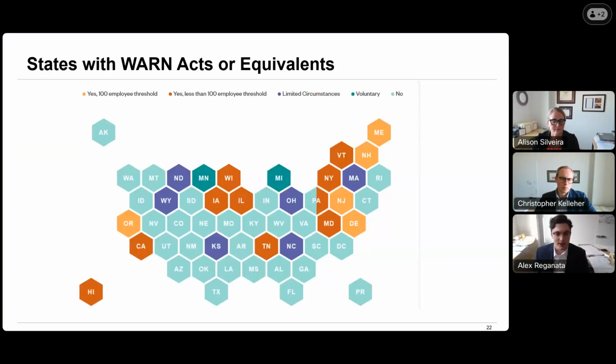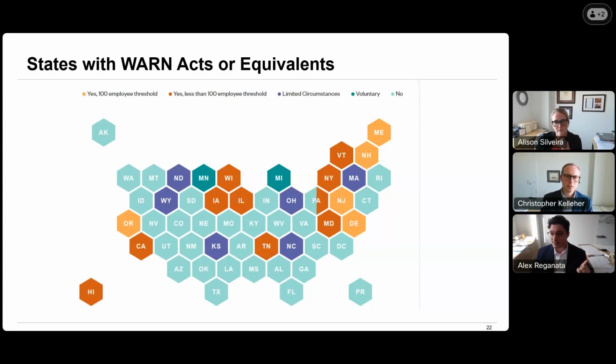As you've heard Allison and Chris go over so far, there's triggering thresholds, there's various different effects that the WARN Act is going to have on a business who's starting to go towards an employment loss. But that's all under the federal WARN Act. Each of these states that you can see here that have been highlighted in a color other than that light blue is going to have their own state-specific WARN Act.